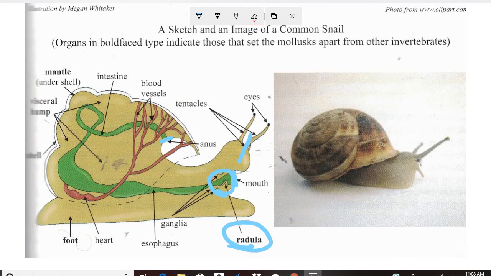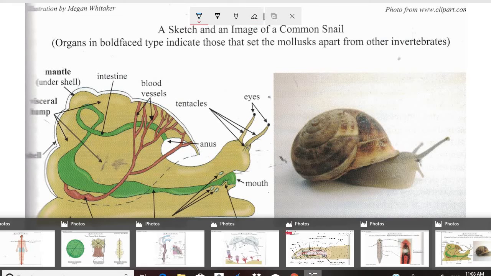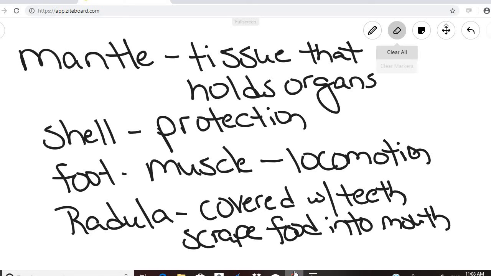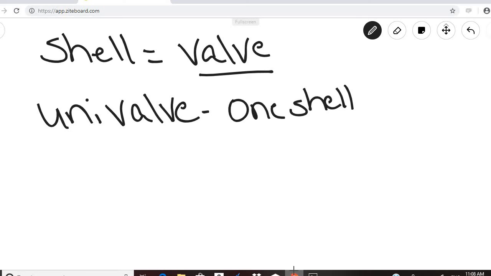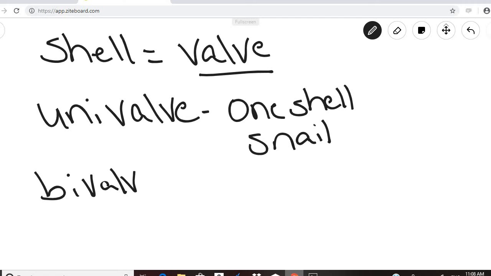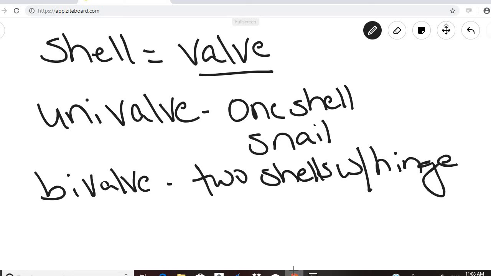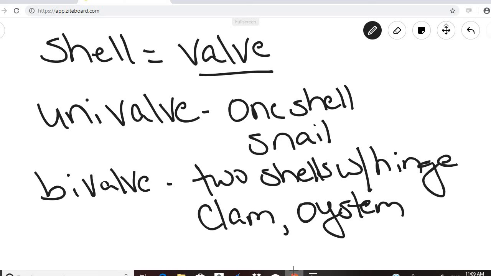When we talk about members of the phylum Mollusca, we can refer to them as either a univalve. Another word for this shell is a valve. So a shell is equal to a valve. We refer to organisms that are univalve, which means that they only have one shell. An example of that would be the snail. But then there are also bivalves. A bivalve would have two shells with a hinge usually. Some examples of a bivalve would be a clam or an oyster. You have two shells connected in the middle with a hinge.